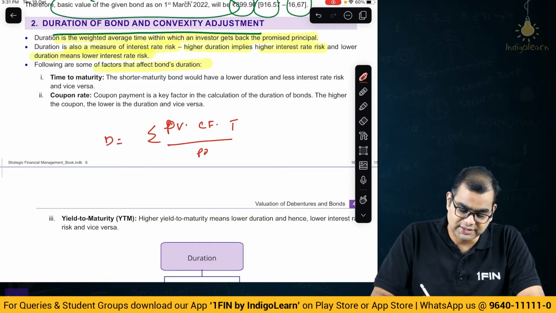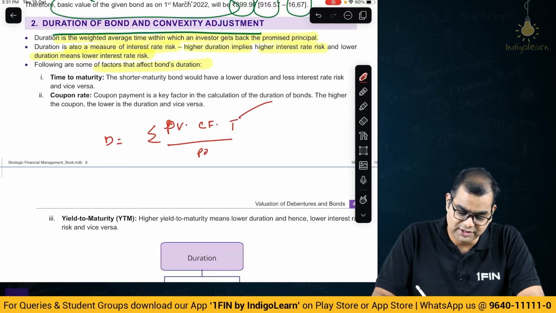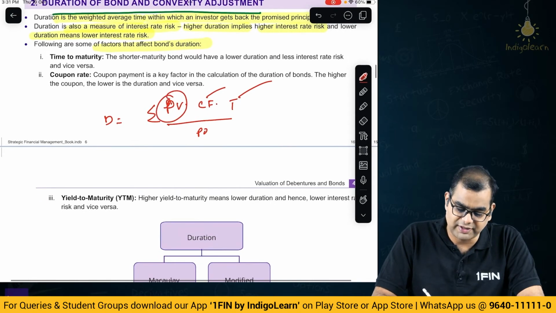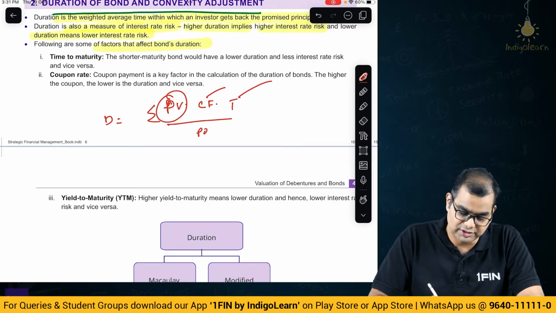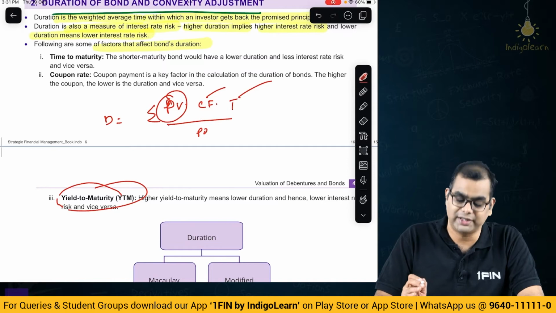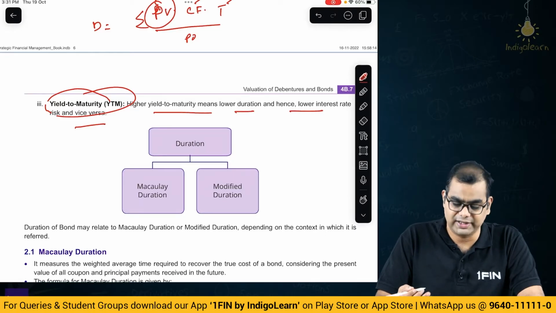So what are the factors that influence duration? Obviously the first one is time, the second one is cash flow, which is coupon and maturity value, and the present value. How is present value computed? How do you compute the present value factor? By using the yield to maturity, the YTM rate determines it. So higher YTM means lower duration and hence lower interest rate risk, and lower YTM means higher interest rate risk.